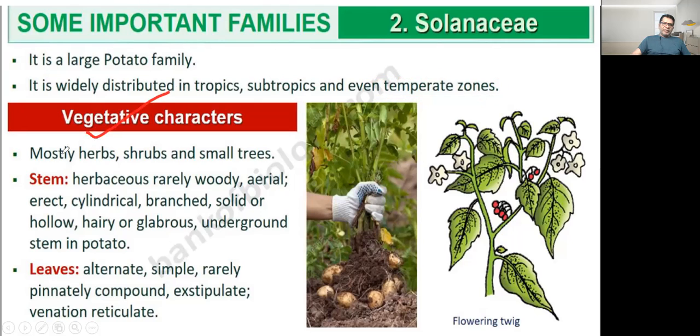As far as vegetative characters are concerned, most of them are herbs. There may be shrubs as well, and there may be small trees as well. Stem is herbaceous, rarely woody, aerial, erect, cylindrical, brown, solid, hollow, hairy, or glabrous. In some plants the stem is underground, like in the potato. Leaves are alternate, simple, rarely pinnately compound, exstipulate, venation is reticulate.